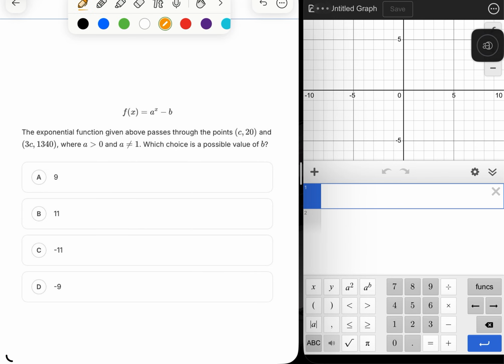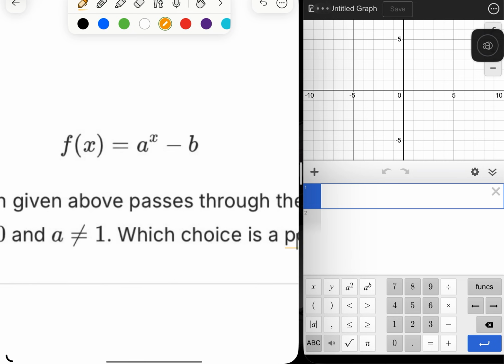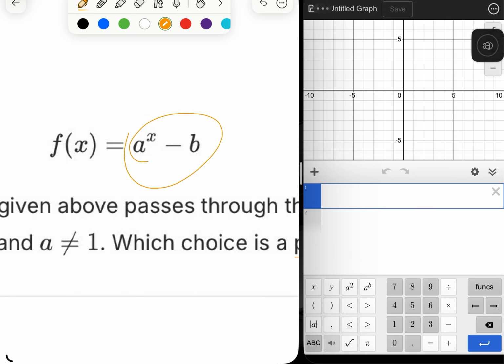So first things first, we're trying to find the possible value of b, but you'll notice that there are two variables, a and b, the constants a and b. Usually in a function, you don't want to deal with multiple constants. It just makes it much harder to approach the problem.